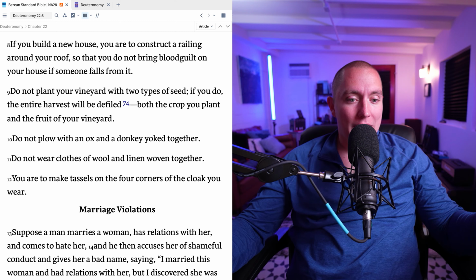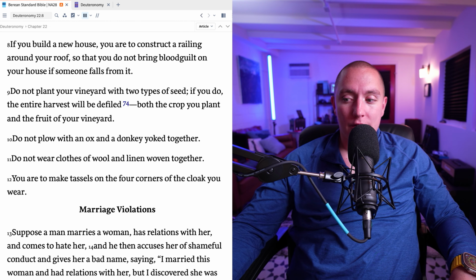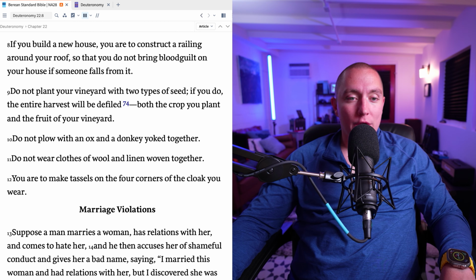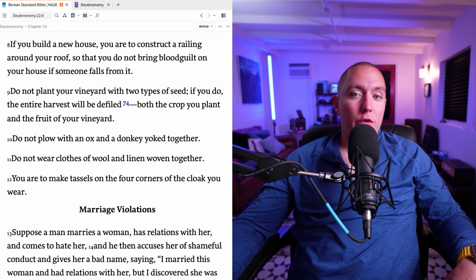So they built houses that had flat roofs. The rooftops were very much so a hangout place. You would spend your time on the roof, particularly in certain times of the year where the weather was good. So there was a problem. Like, this law was the result of a problem.